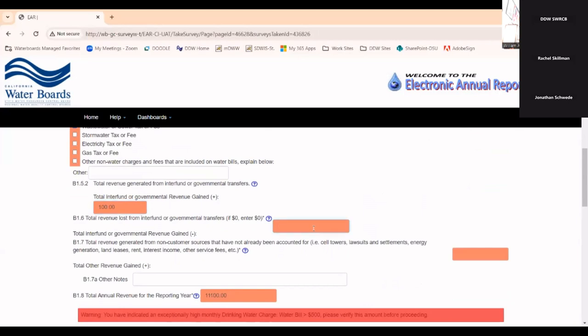And then you could also type in how much revenue was transferred out of your system towards the county or other governmental offices due to these fees. So we'll say we gained 100, but we transferred out 50.